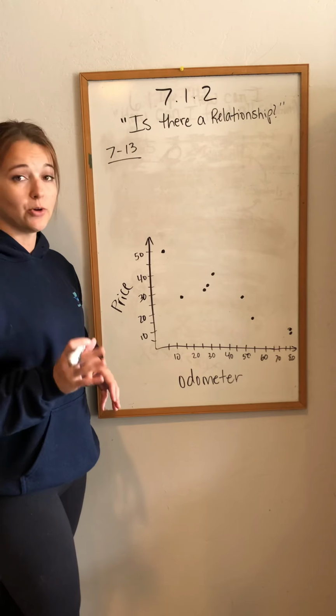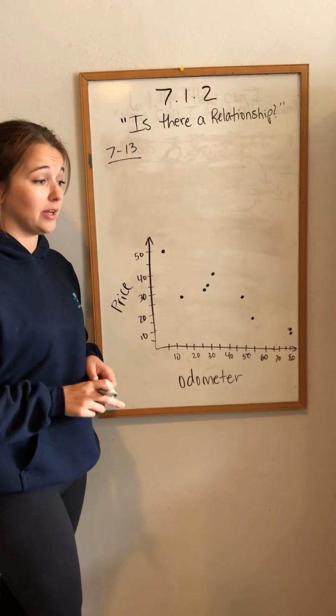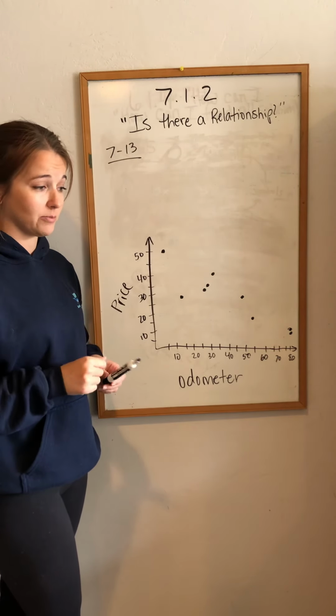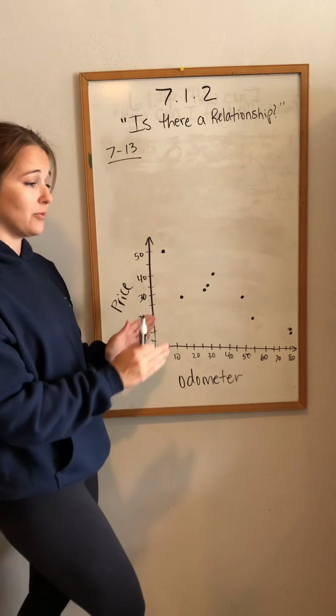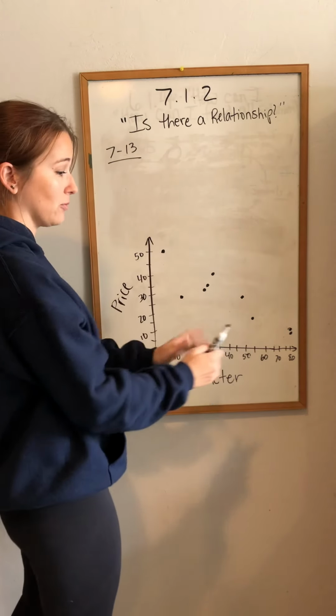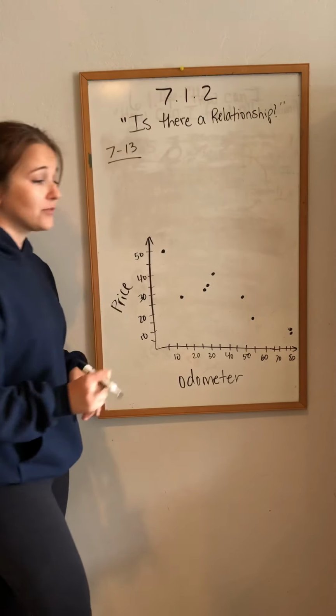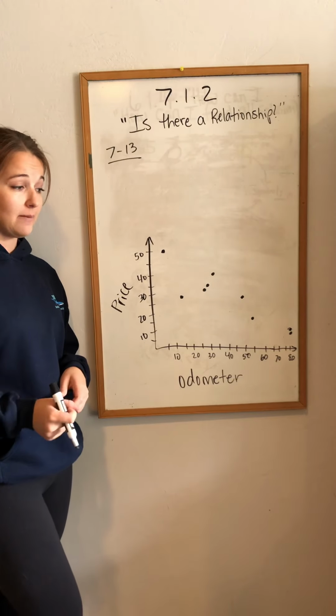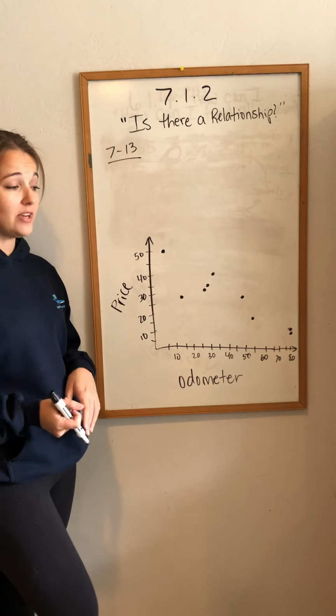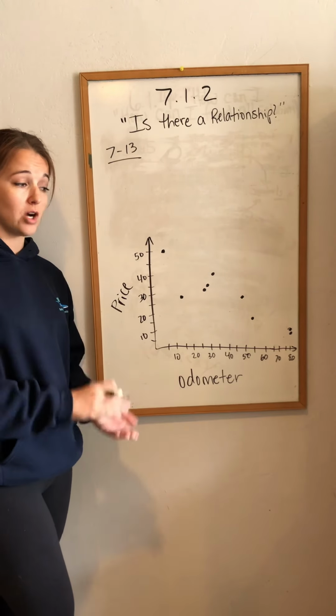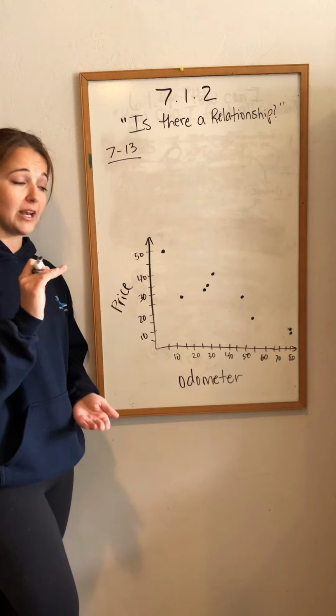So in your book, you'll see the long table titled Nate's Data from Car Ads, and it has the odometer reading on the left and the price on the right. The question is, does the information in the table support Nate's claim? That is, do you believe Nate's claim that cars with a lower odometer reading cost more money?